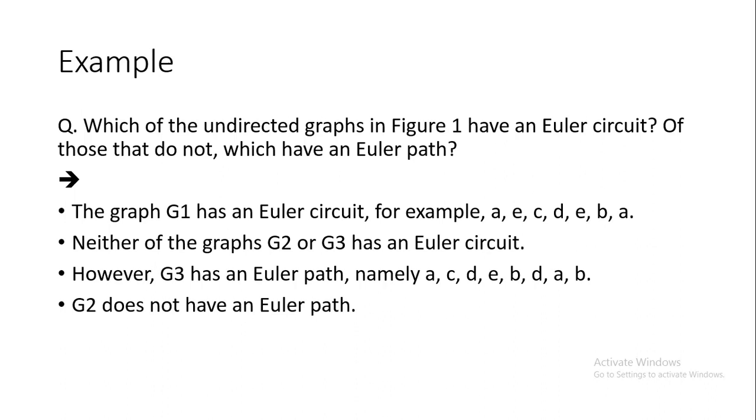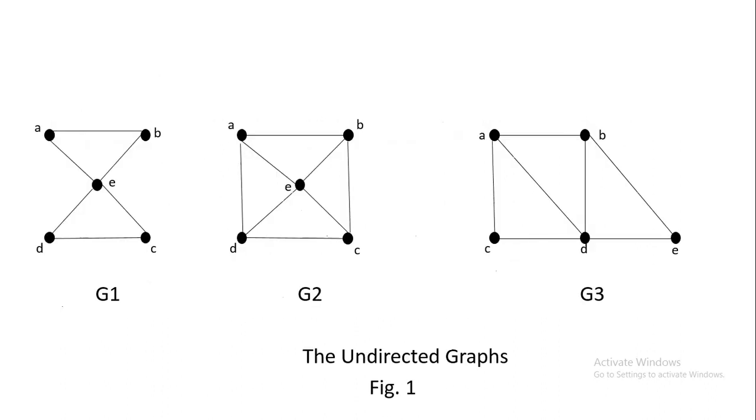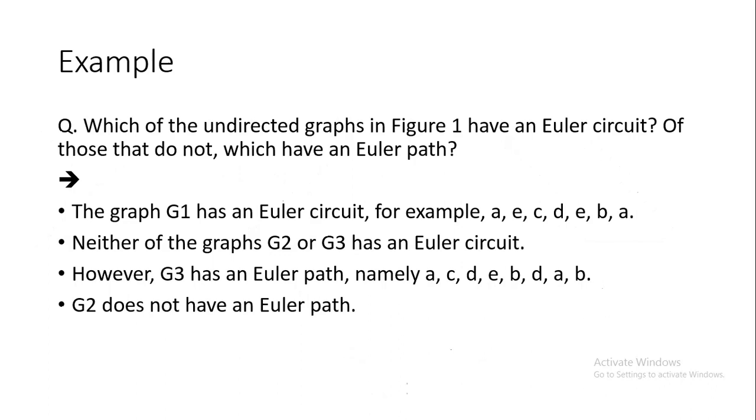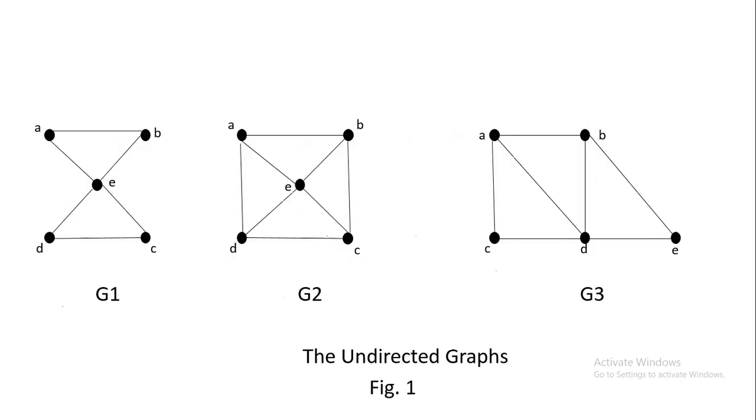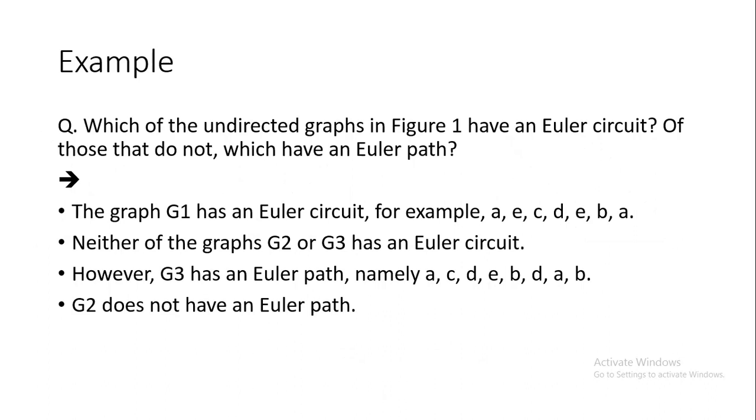Here the G3 has the Euler path: AC, then CD, then DE, then EB, then BD, then DA, and AB. So this is an Euler path. The graph G3 doesn't have the Euler circuit, but G3 has an Euler path.